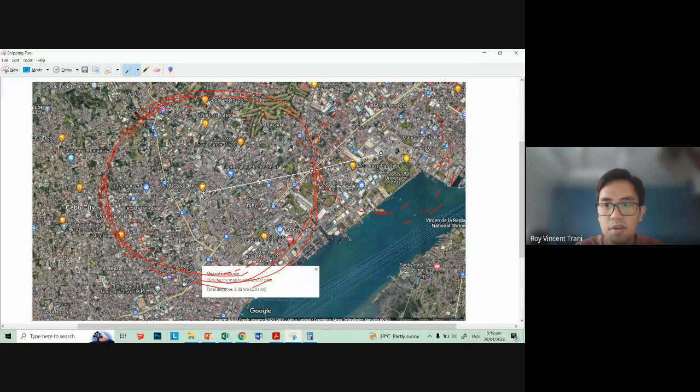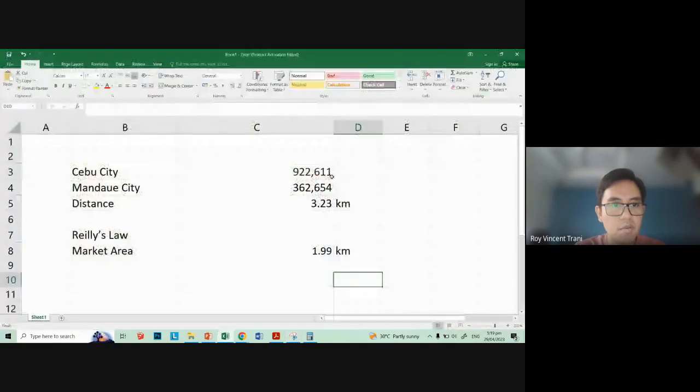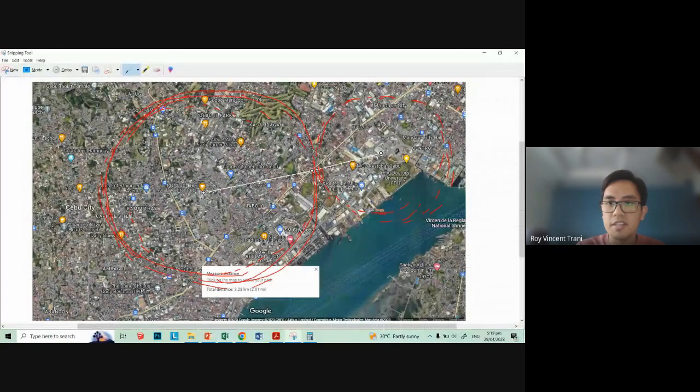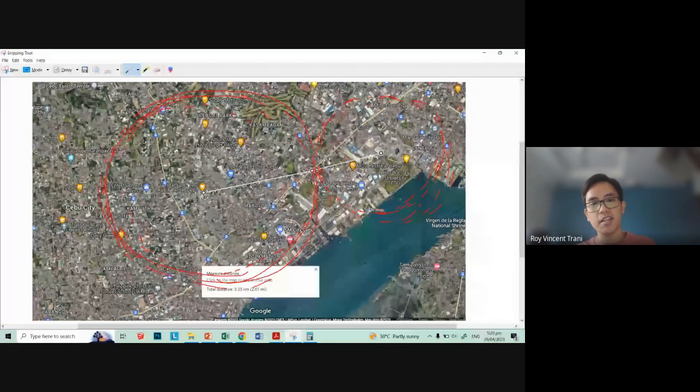So if we follow Rayleigh's law, this is an example of how to determine a market area. So just assuming that the demographic of Ayala Cebu is 900,000 and the demographic of Park Mall is 300,000, this is how their market areas would look like. I would assume this is their market threshold.